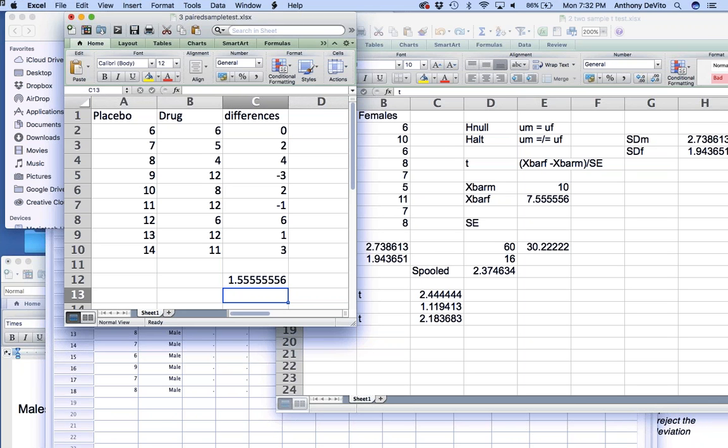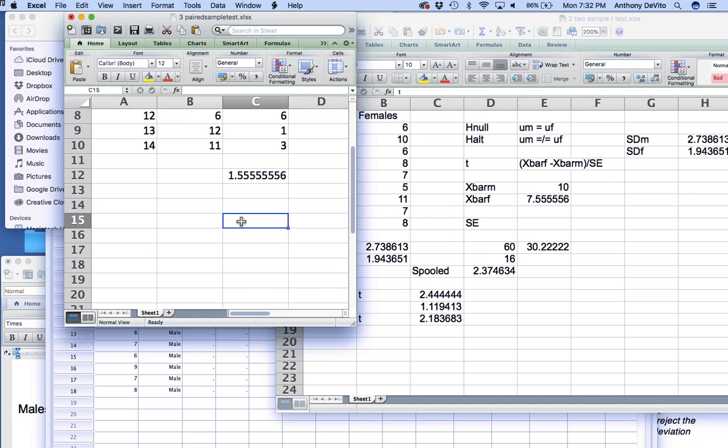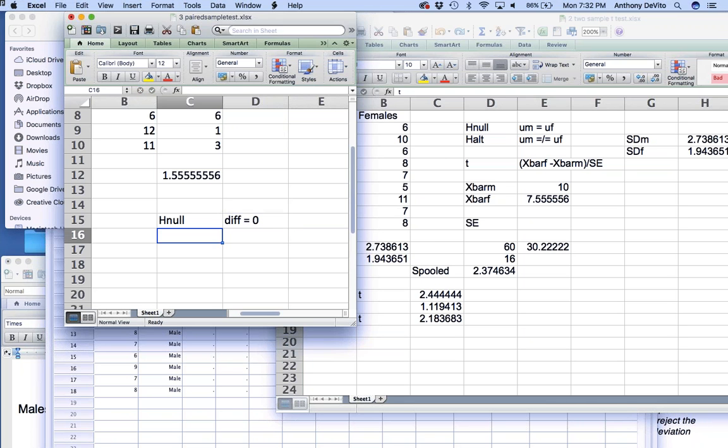I don't expect it to be exactly zero, because the chances of that are almost none, if we have enough subjects. So I just want to know if that's a big enough difference to say that it's different from zero. What would I use as my null hypothesis here? What do you guys think? How about starting with a null hypothesis, H null, that the difference is equal to zero. So what will my alternative hypothesis be? The difference is not equal to zero.